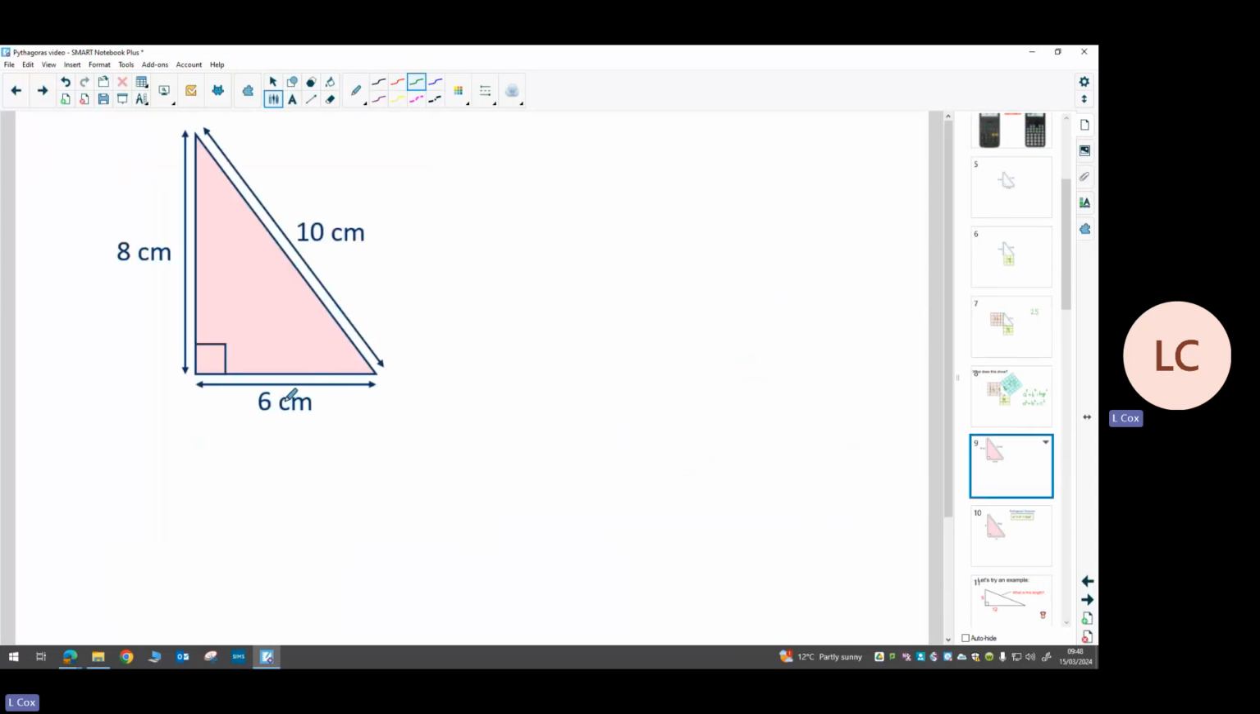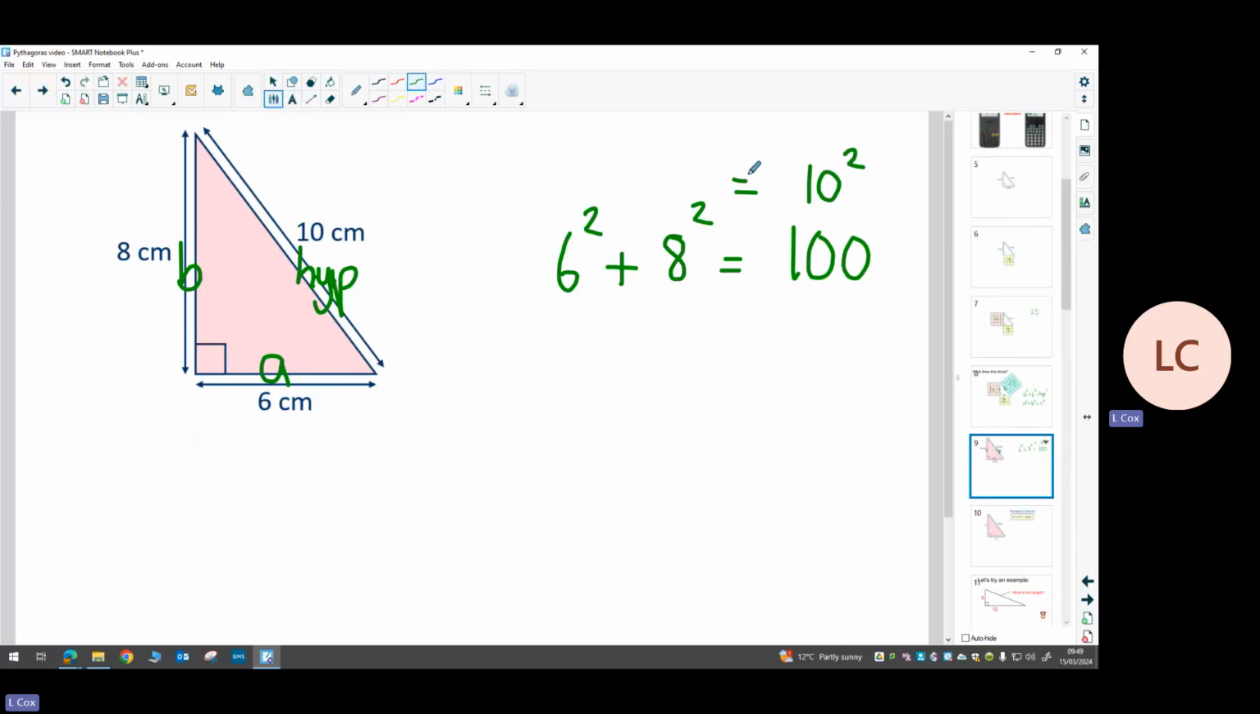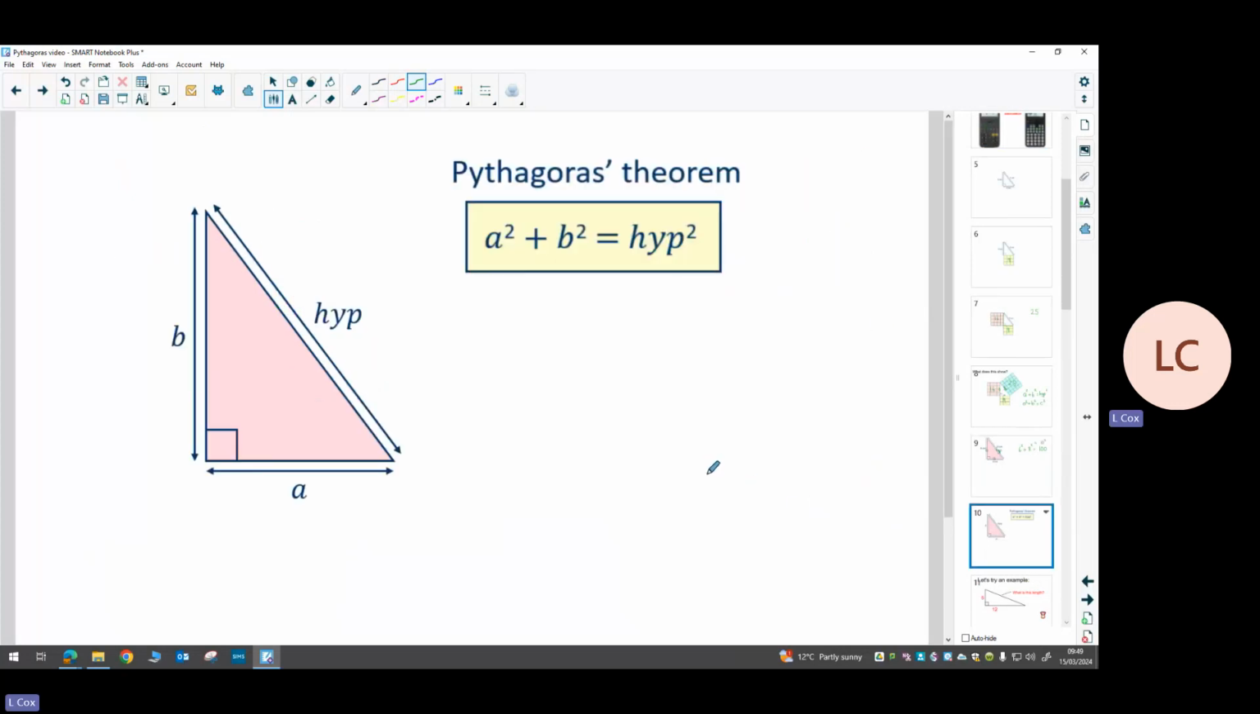So how does this work? Let's try it again. A, B, and hypotenuse. It simply means that you type in 6 squared, like A squared, plus B squared is 8 squared. Right, and I type that in. And if I add these two up, I get 100. 100 is the same as 10 squared. A squared plus B squared is hypotenuse squared. So if you haven't, I want you to write this formula down. A squared plus B squared is hypotenuse squared.